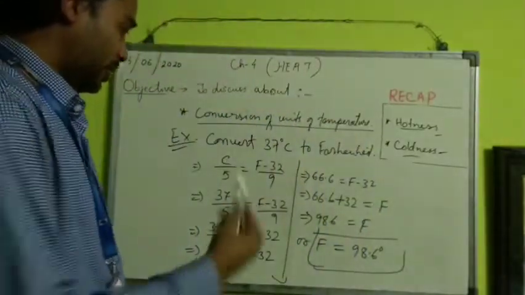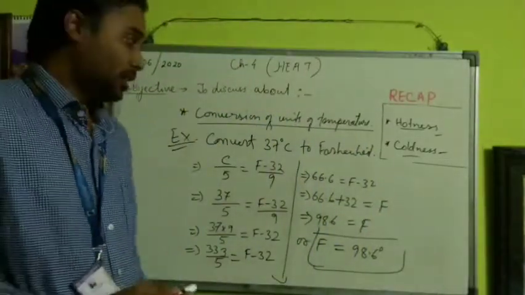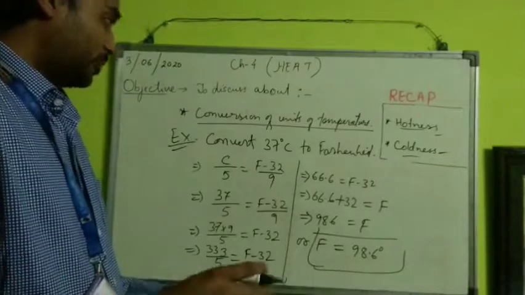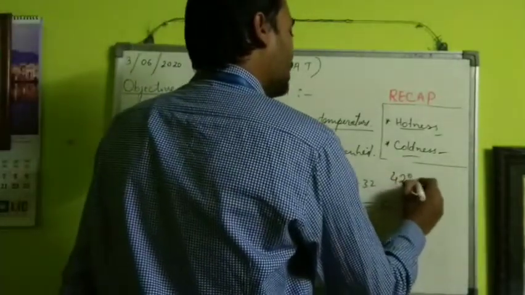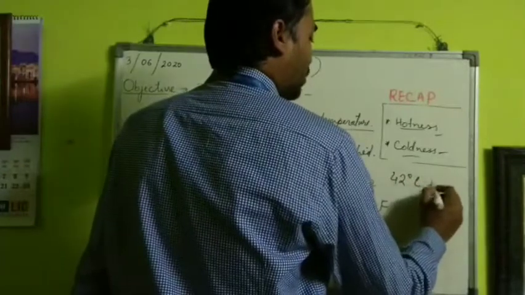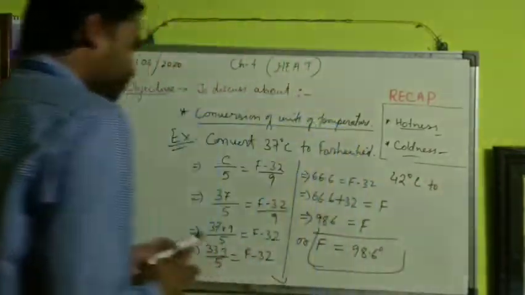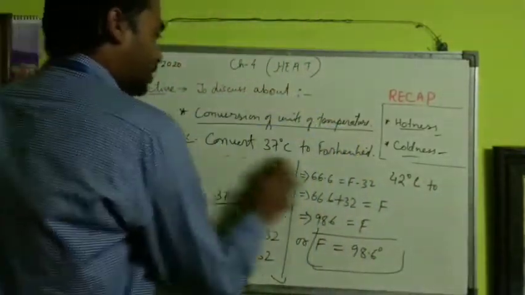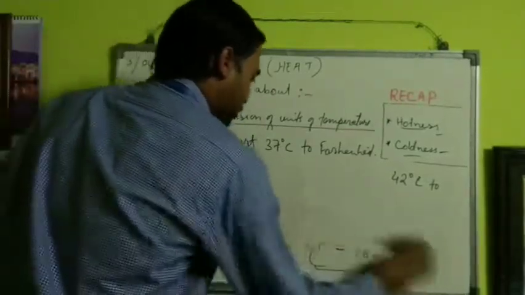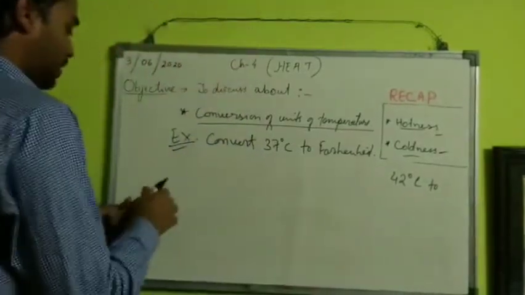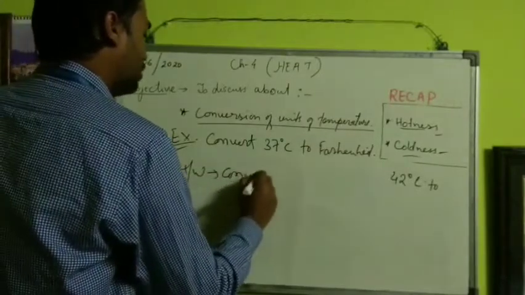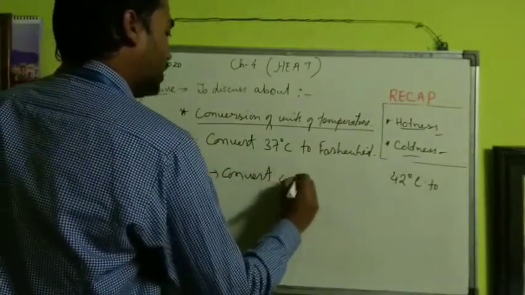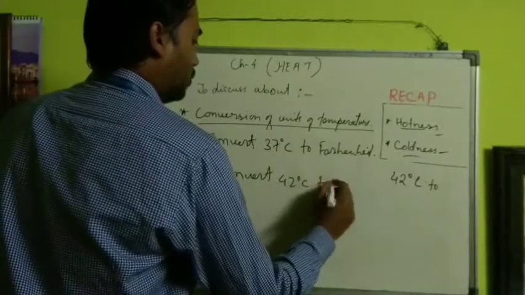So I hope you have understood, and today you have to do another question. You have to convert 42 degrees Celsius into Fahrenheit. So let me just write it down, this will be your homework. So homework for today's class is: convert 42 degrees Celsius to Fahrenheit.